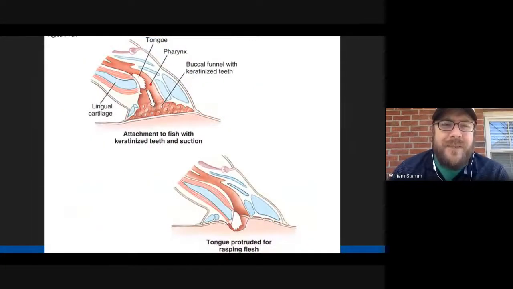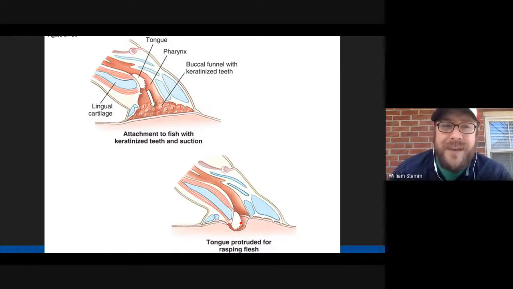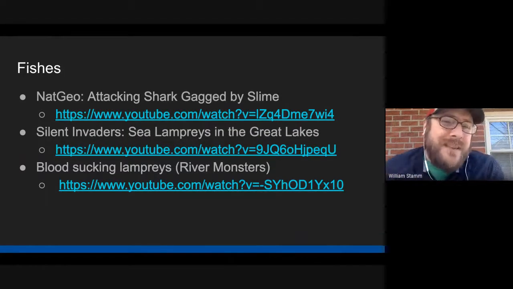Here's a close-up of their mouth. Here are the keratinized teeth. They have keratin, a protein, and this is sucking onto something here. There's this tongue here that has some rasping ability that will lower down when they're eating and can rasp away that flesh, so you can open up a wound and take all the fluids that they need, the blood and things like that, for their meal. So they actually have this suction. It's pretty powerful stuff.